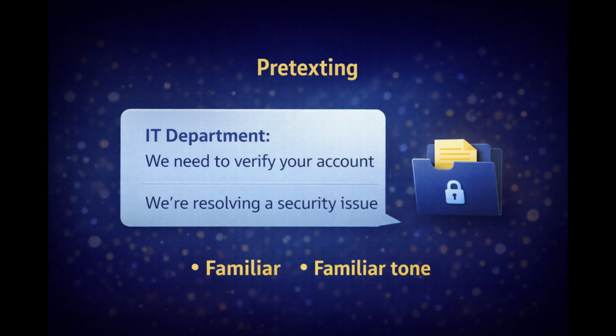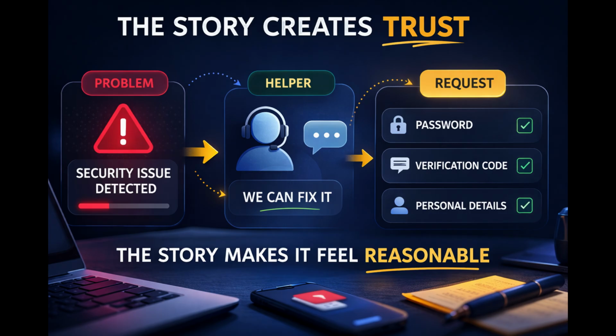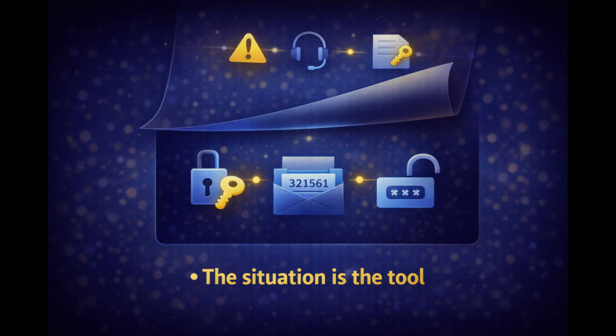Pretexting is when attackers create a believable story. For example, someone might claim to be from the IT department and say they need to verify your account. Or a caller might say they're helping resolve a security issue. The story is called the pretext, and its purpose is simple: to create a situation where sharing information feels reasonable. The technology isn't being attacked.